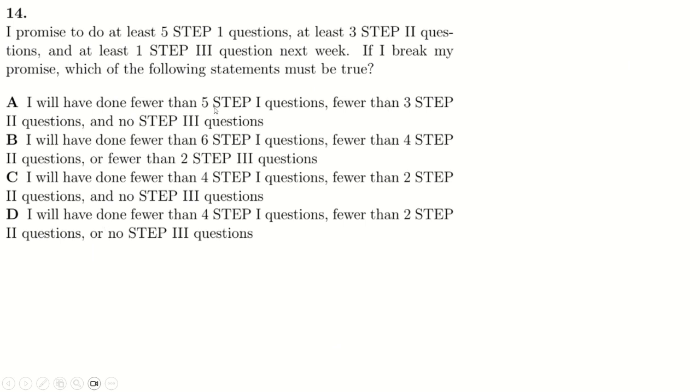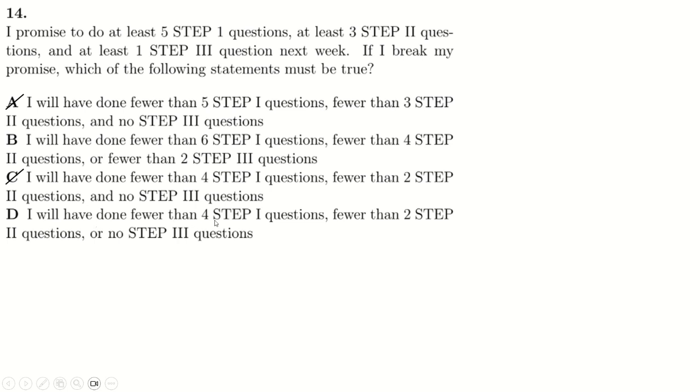Now, A says fewer than 5 step 1s, 3 step 2s, and no step 3s. But it says "and", right? To break this promise, you could do 5, 3, and 0. You only need to break one of these 3 things to break the promise, not all 3 of them. So A and C I'm just going to get rid of because I don't think that's necessary at all. You can just break 1 or 2 of the rules, and you don't have to break all 3 at the same time. Now, we're just deciding between B and D.